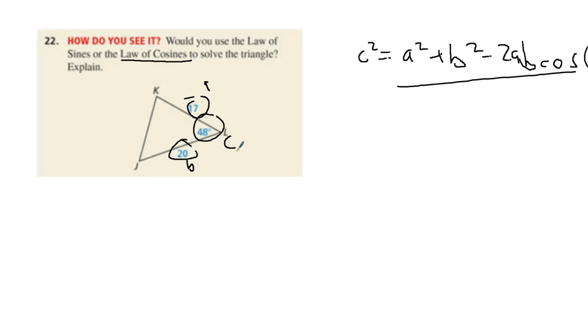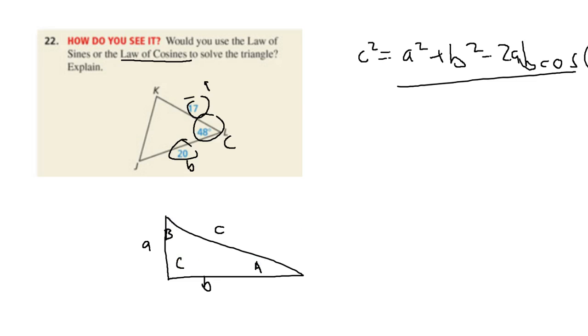If you don't know the terminology, the side is opposite the angle. I'm kind of brain dead right now, you could tell. But the side's opposite the angle. So C is right here, A is right here, and B is right here. The side's opposite the angle.